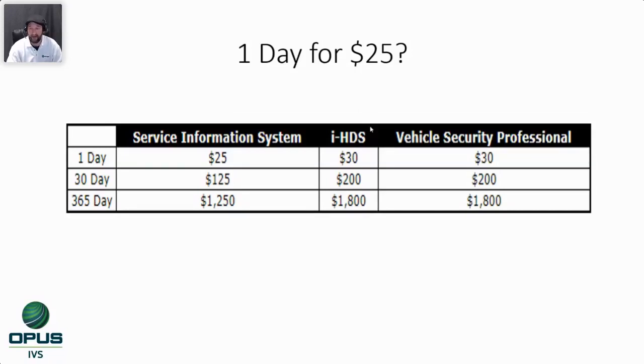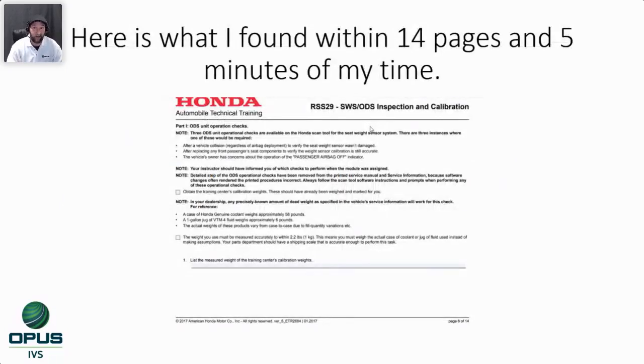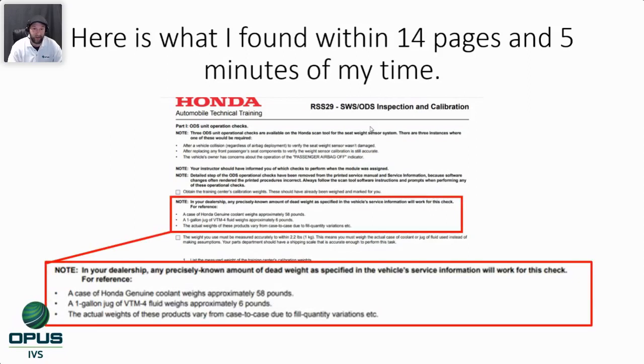We have all different types of training courses. We have communication courses, SRS courses, ABS courses. They have their own CAN network course, which was really informative. I spent about 5 minutes, and within about 14 pages, I came in there and I found exactly that. Note, in your dealership, any precisely known amount of dead weight as specified in the vehicle's service information will work for this check. That's where I found that information, because I had nothing else to go with there.